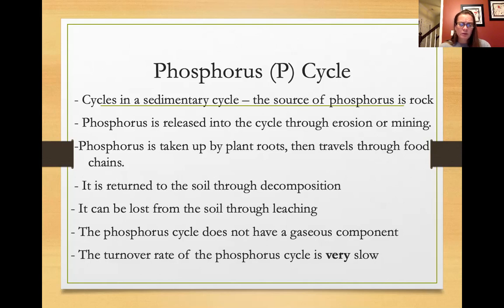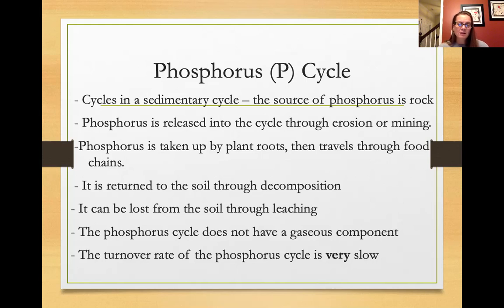It's not a transformational cycle like the nitrogen cycle and the carbon cycle. Phosphorus comes from rocks. It is released into this cycle through erosion, weathering, or mining. It is taken up by plant roots and then it travels through the food chains, which means that it returns to the soil through decomposition. It can be lost from the soil through leaching.